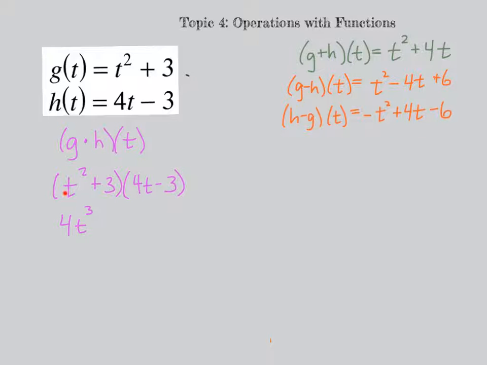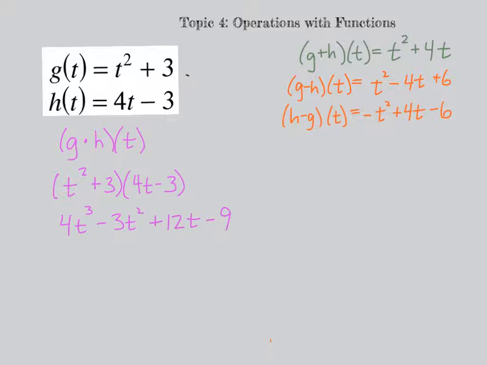Next, we're multiplying t squared by a minus 3. So that will give us minus 3t squared. Next, we're going to distribute our 3 through the second parentheses here. So we do 3 times 4t and get plus 12t. And then we're going to distribute the 3 to the negative 3 to get minus 9. And that is how we multiply.